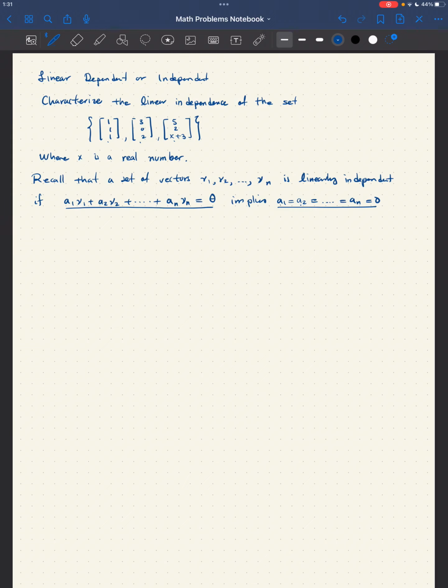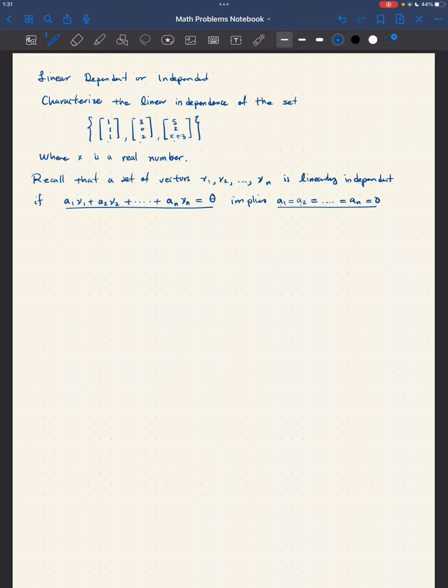So this time we want to characterize the linear independence of a set containing 3 vectors. But the set is parameterized by a real number. Now, for that, in order to continue, we need to recall a few things.